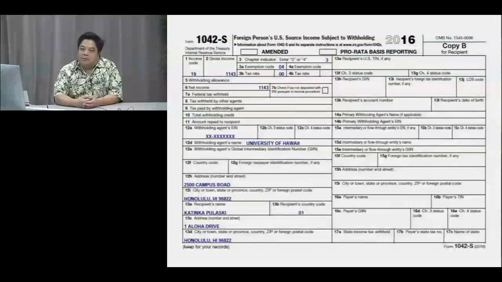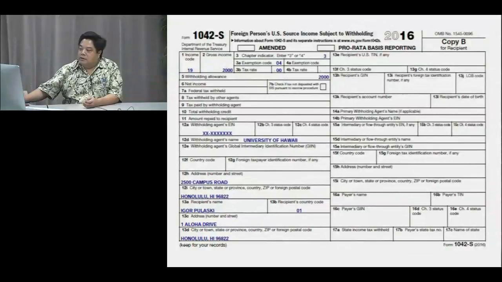So this is the copy of the example of the 1042S. Any of you got 1042S? Okay. So basically, this person, his wife, got 1,142, as you can see on box 2, and there was no tax taken out. And then the husband also got $2,000 without any tax taken out, as you can see on box 2.